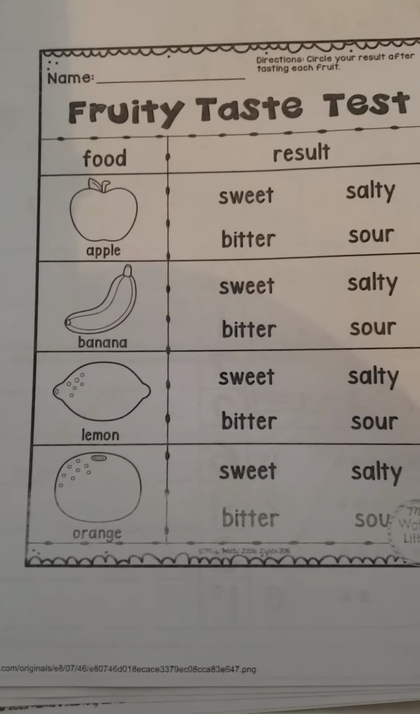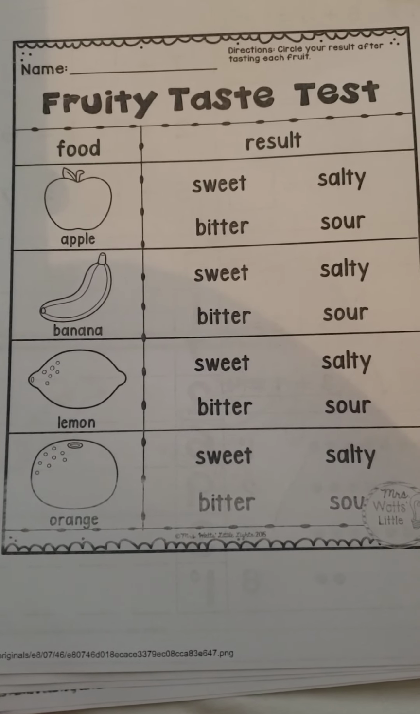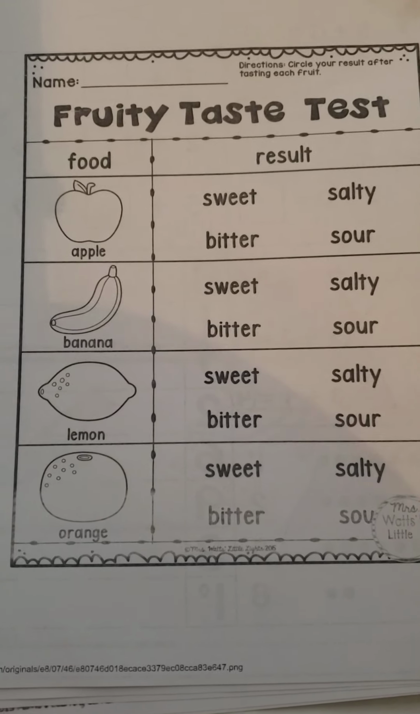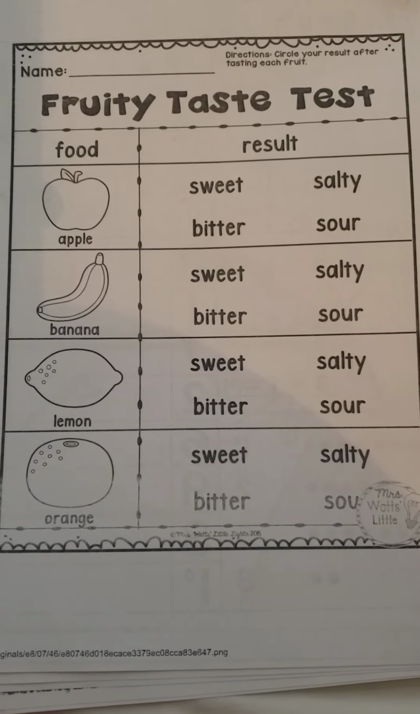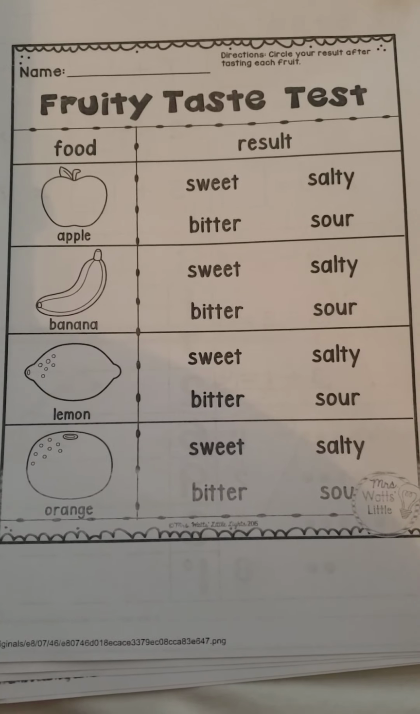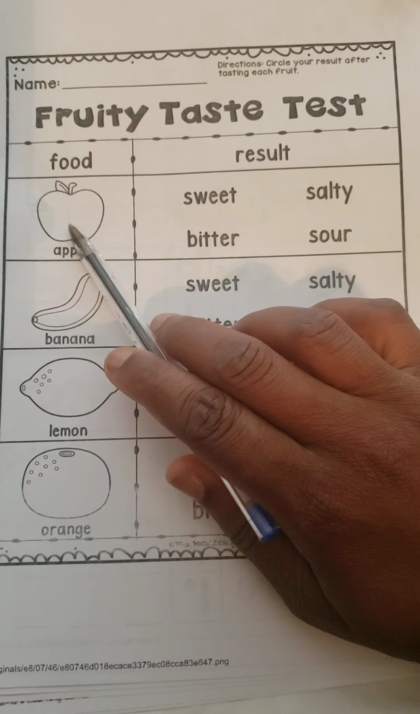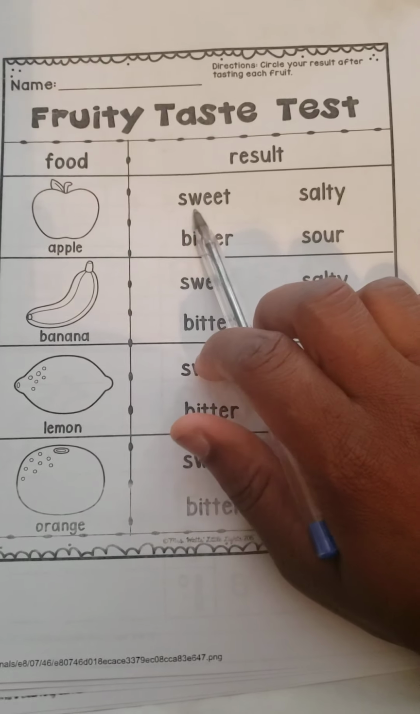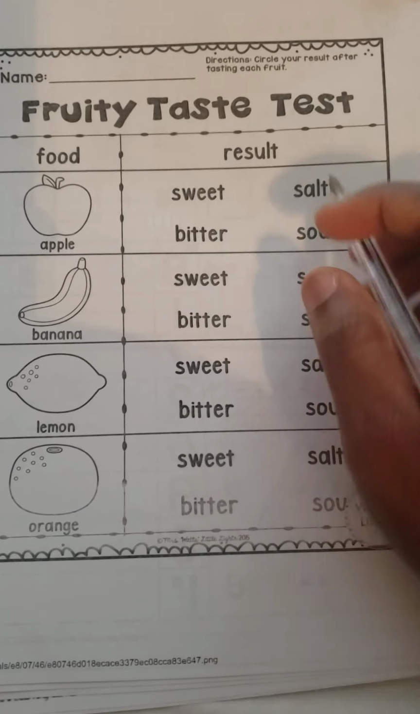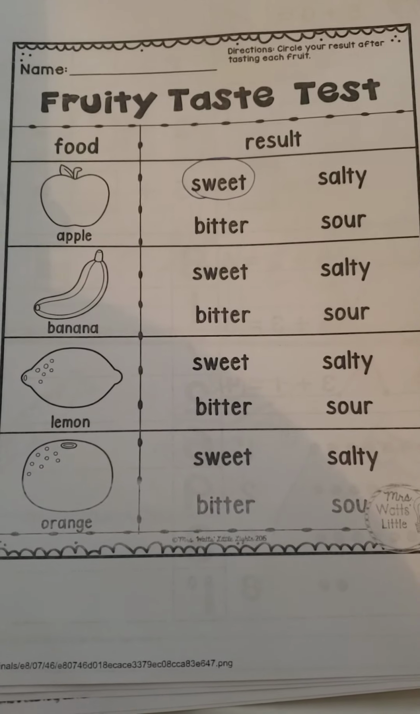All right, boys and girls, still on science, you're going to circle your results after tasting each fruit. Now, like I already said yesterday, most of you must have tasted this fruit, and most of you might have not tasted it. So you can tell your parents to try and get those fruits and see how they taste. Now, this is apple. It says, is the result sweet, salty, bitter, or sour? Now, I'm going to circle sweet because apple is always sweet.